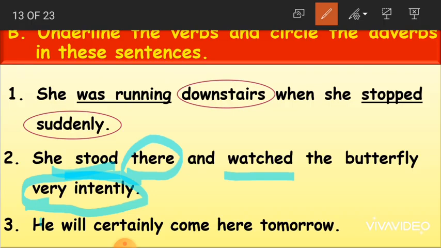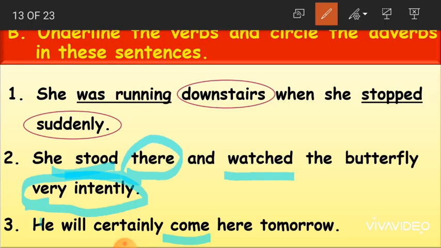Any guesses? Yes, you can just type that word in the live chat, in that comment box or in the chat space. Whatever you feel is the answer, you can type the word. Okay. What is the verb here? Yes, come. Come is the verb.